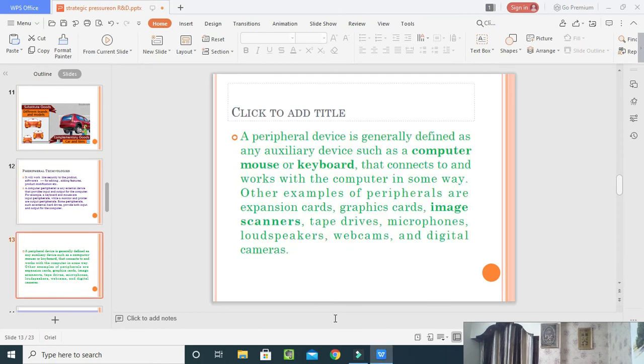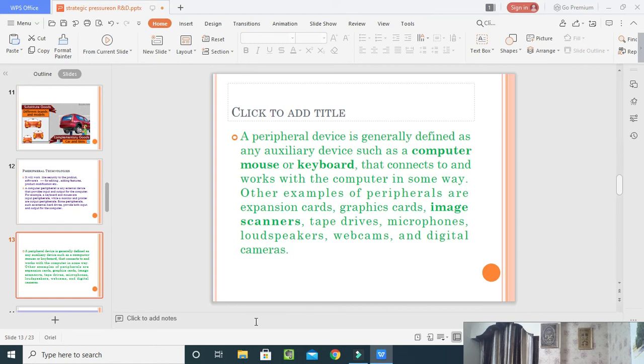Now, what's the main work of it? Peripheral devices are generally defined as any auxiliary device, such as a computer mouse or keyboard, that connects to and works with the computer in some way. Other examples of peripherals are expansion cards, graphic cards, image scanners, tape drives, microphones, loudspeakers, webcams, and digital cameras. So all these are the work of peripheral technology.